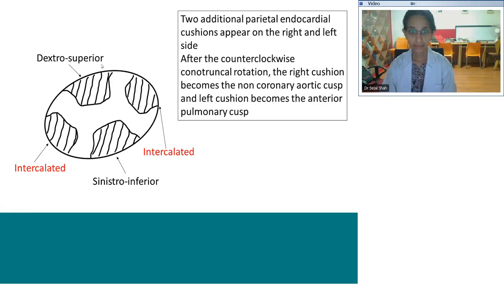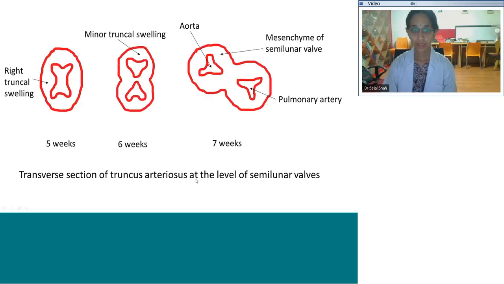So in short, we have to understand that these four cushions develop at the level of the future semilunar valves. These two give rise to the two cusps of the pulmonary valve and aortic valve, and these two give rise to one cusp individually of the aortic valve and the pulmonary valve. And these are formed at the end of the counterclockwise conotruncal rotation. So this is how the semilunar valves are formed.